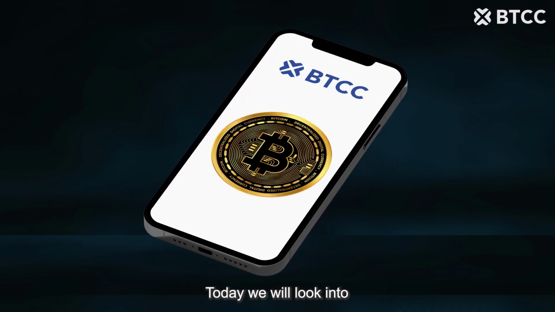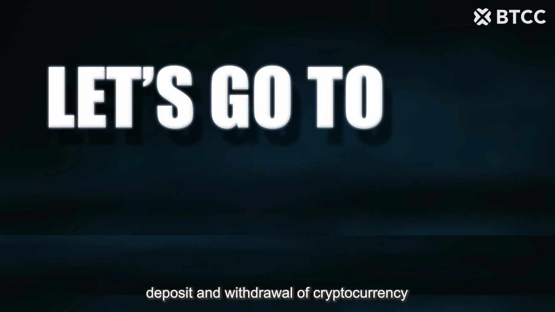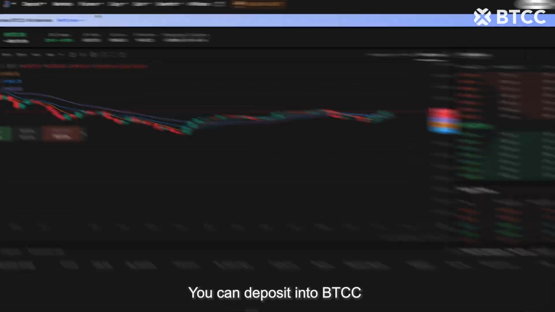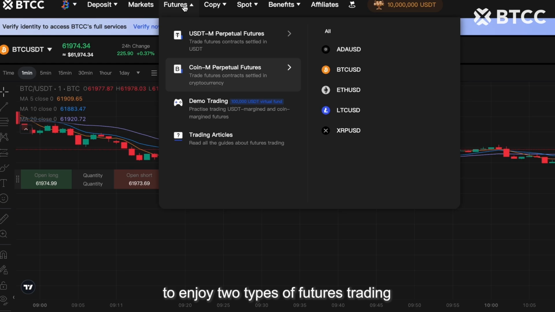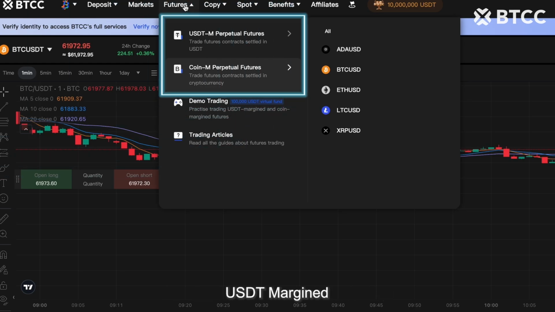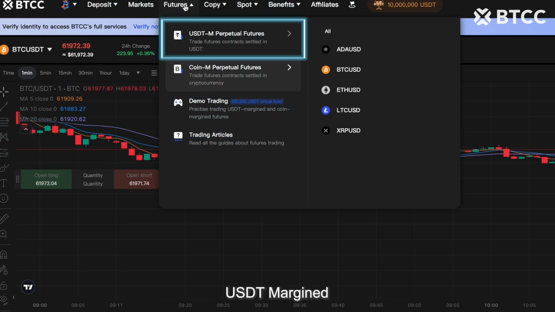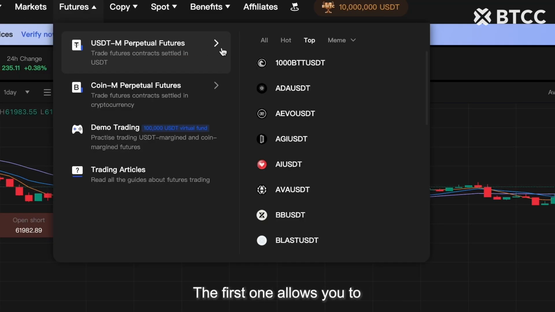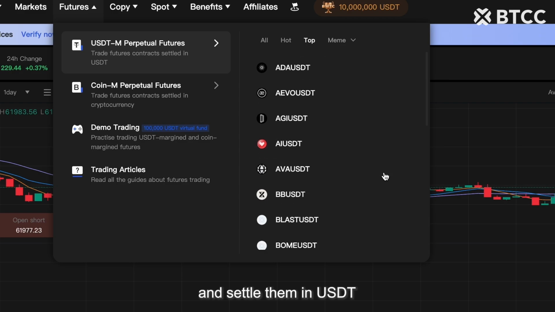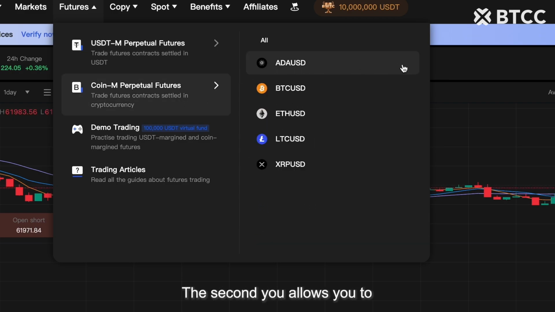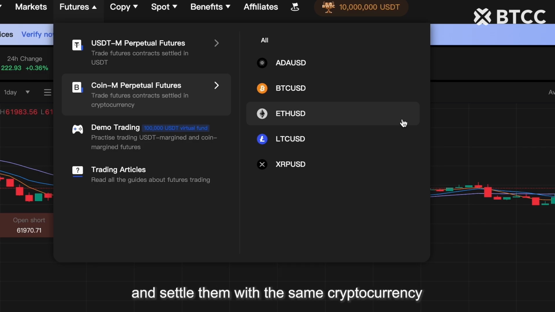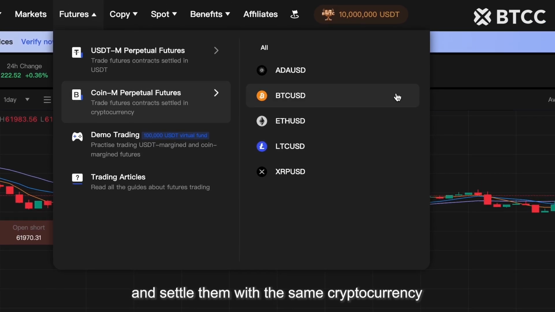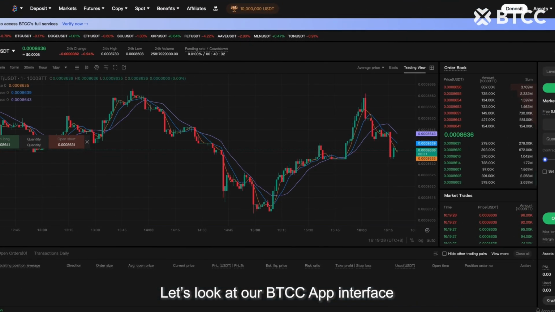Today, we will look into deposit and withdrawal of cryptocurrency in Btcc. You can deposit into Btcc to enjoy two types of futures trading, including USDT-margined and coin-margined perpetual futures. The first one allows you to use USDT to trade futures contracts and settle them in USDT. The second one allows you to use a specific cryptocurrency to trade futures contracts and settle them with the same cryptocurrency.